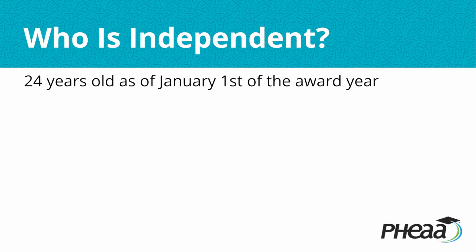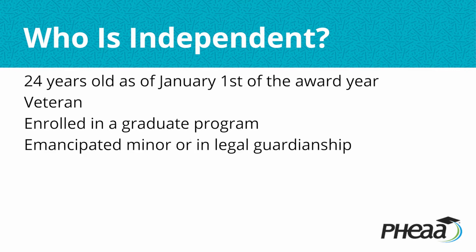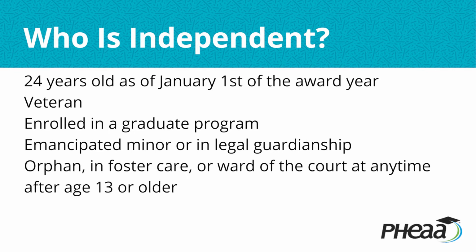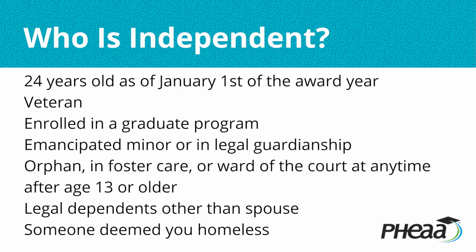Are you 24 years old or older as of January 1st of the award year? Are you a veteran? Are you enrolled in a graduate program such as a master's degree, doctorate degree, or certificate? Are you an emancipated minor or in a legal guardianship determined by a court of law in the student's legal state of residency? Are you orphaned or in foster care or a ward of the court anytime after age 13 or older? Do you have legal dependents other than a spouse that you are providing at least 50% of their support? Or has someone deemed you homeless?